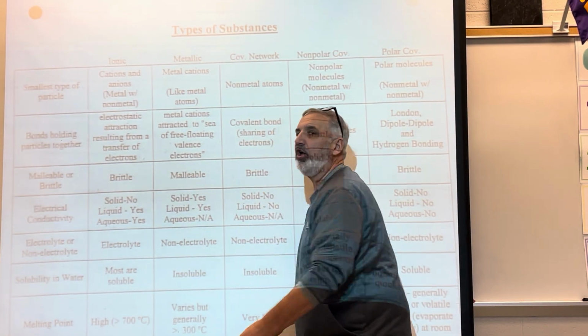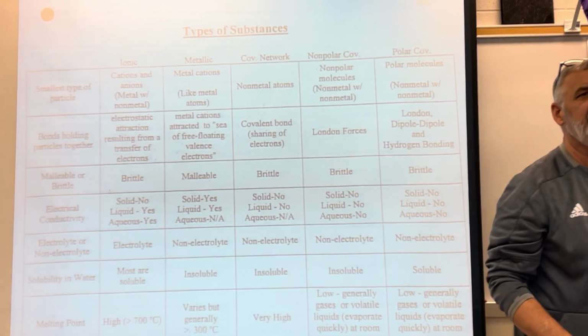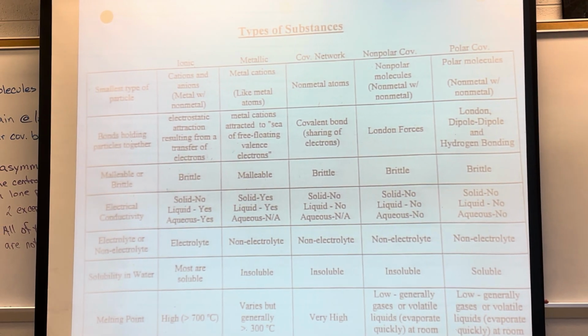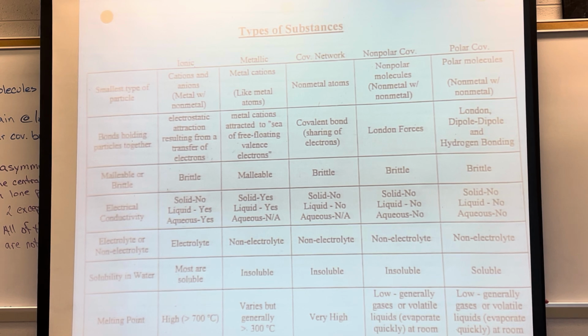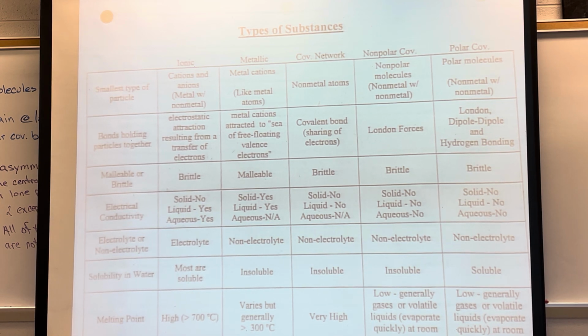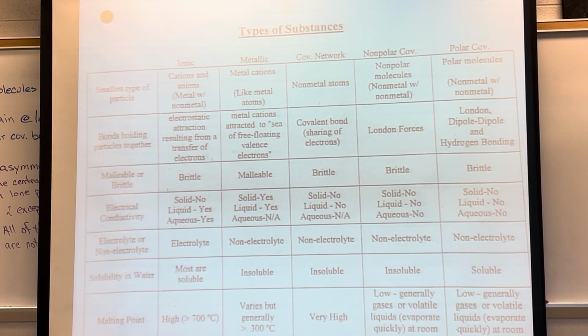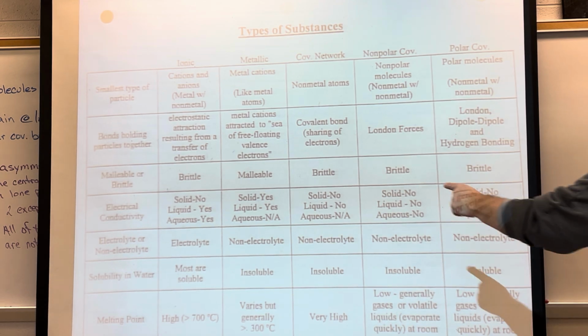This is the entire, all your 12 pages of notes summarized right here. Okay? We have 4 types of substances, so everything that we're going to go through, and all the properties that we look at, you have 4 types of substances. Ionic, metallic, covalent network, covalent molecular. How do we know if something's ionic? It's a metal and a non-metal.